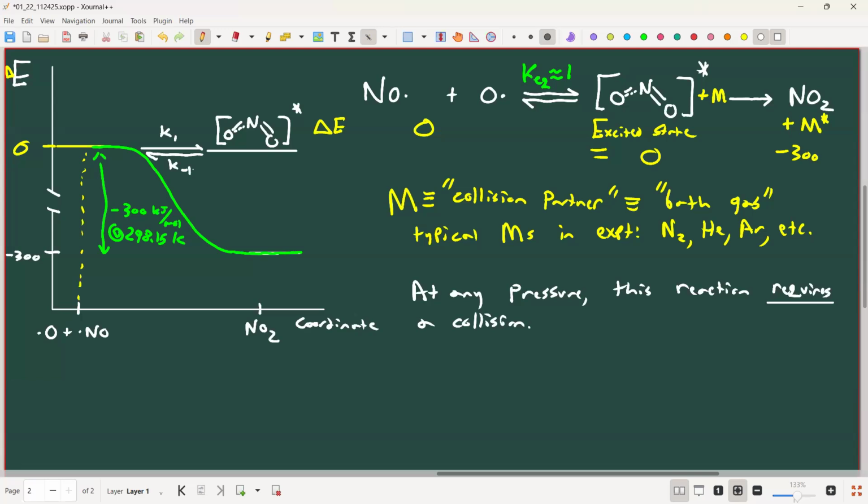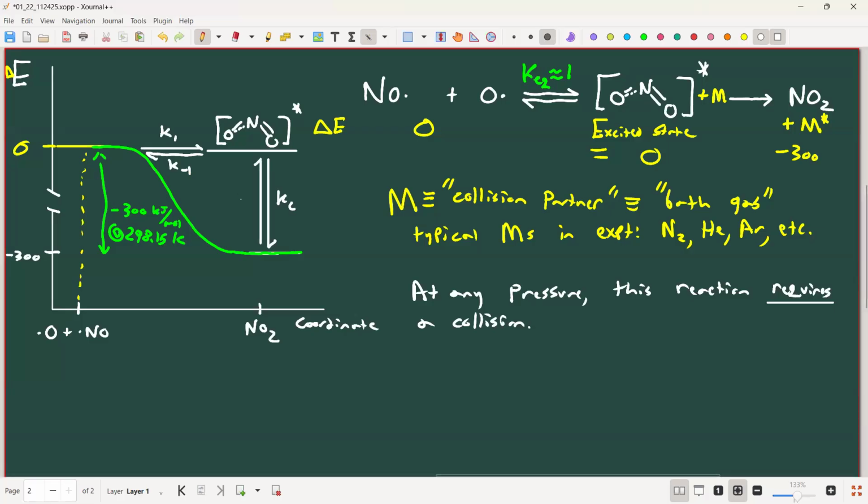Right, which is in some sense the rate of collision of O and NO. And then there's another rate that brings us down to the final reaction, k2, k minus 2, which is mediated by a collision with our excited state atom. So we have plus M here, and then down here we have plus M. Some excitement here.